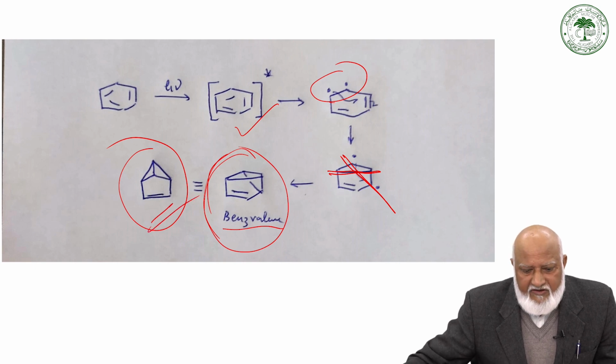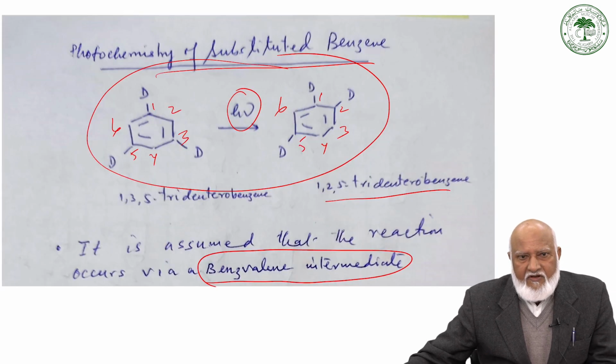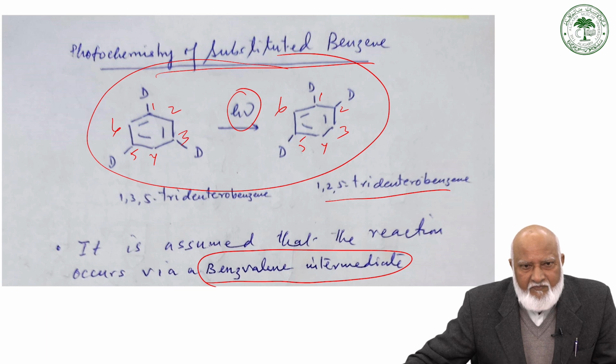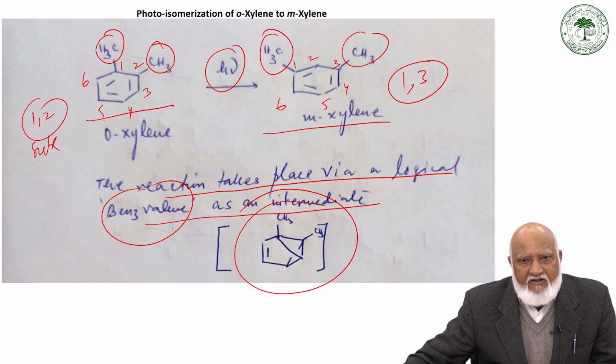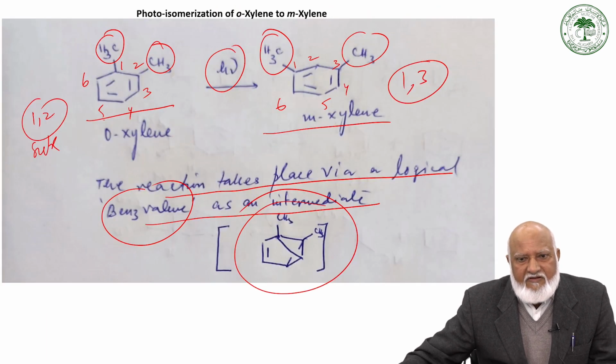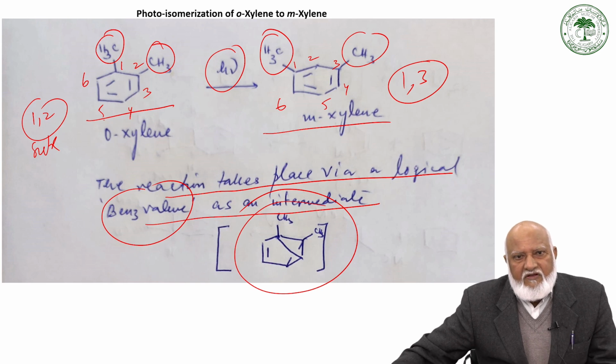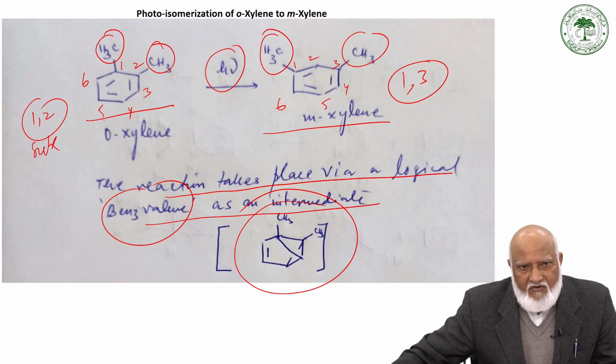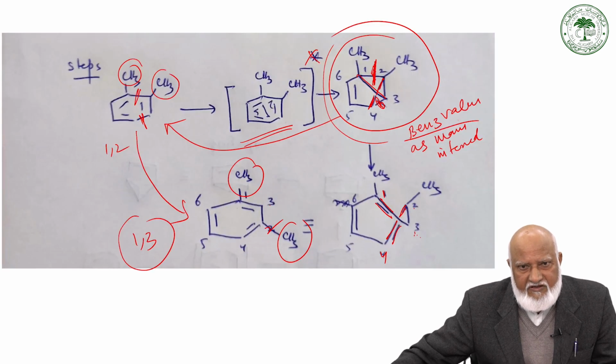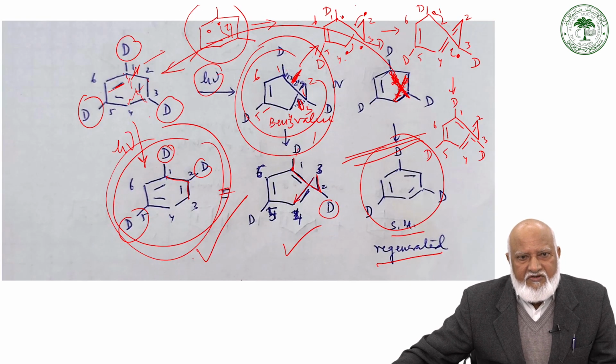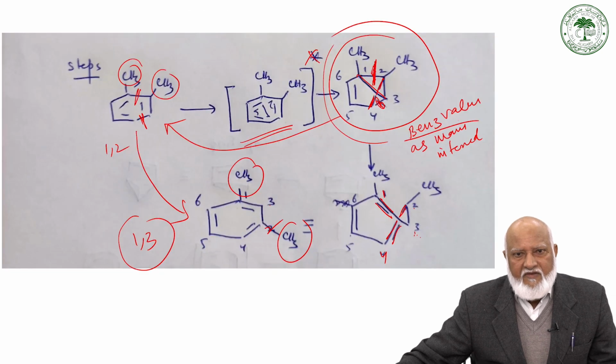Benzene, and in the case of substituted benzene, the trideuterium or dimethyl, in both cases, benzvalene is the main intermediate, which reorganizes to give the rearranged product, that is the photo 1,2 going to 1,3, and then trideuterium 1,3,5 going to 1,2,5.